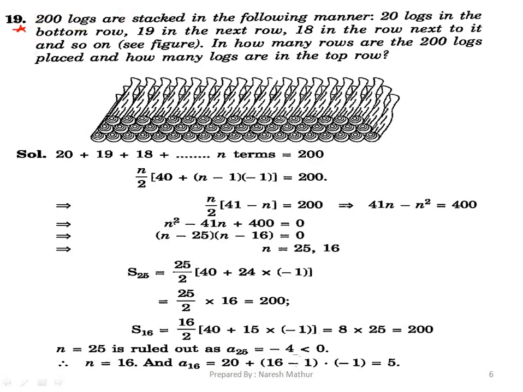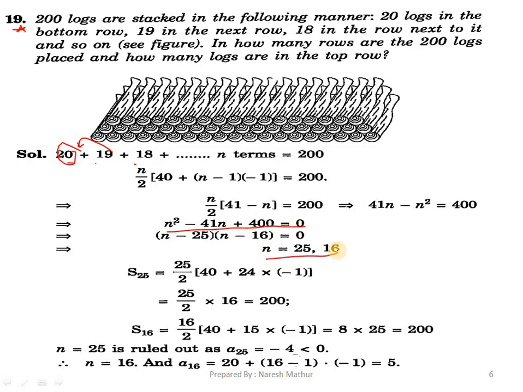For this we can write the condition like 20, 19, 18 and so on. So the value of a is 20, and the value of d is minus 1 because 19 minus 20 is minus 1. n is not given because we need to find the value of n, the number of rows. Just put these values in the formula of Sn. At the end we'll get a quadratic equation. After solving the quadratic equation, we'll get the value of n as 25 and 16.